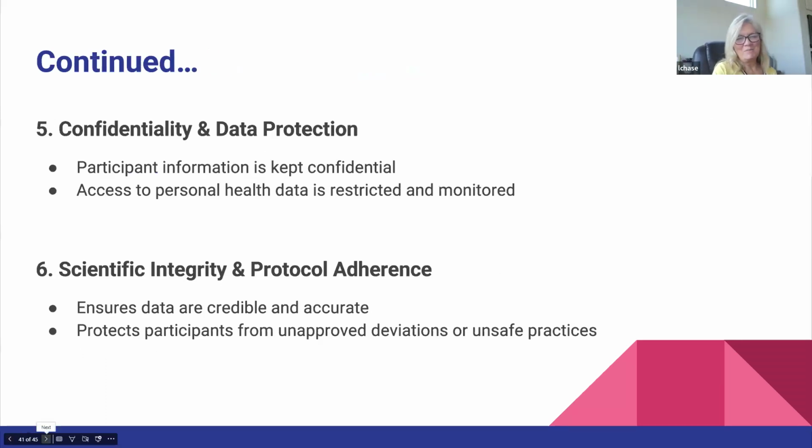Okay, confidentiality and data protection. Participant information is kept confidential. So again, going back to we remove their name and they are given a study ID. So confidentiality. Access to personal health records and data is restricted and monitored. Scientific integrity and protocol adherence. So ensure data are credible and accurate, protect participants from unapproved deviations or unsafe practices.